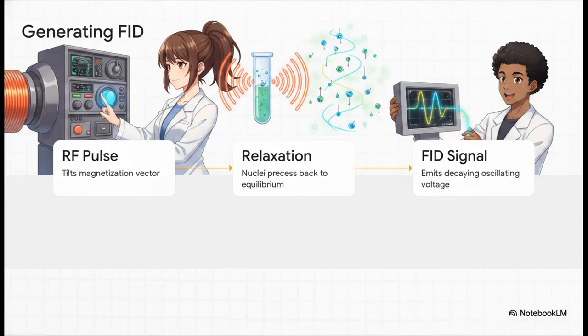Let's break down how this actually happens in real time. First up, step 1. We blast that aligned sample with a short, incredibly powerful radio frequency pulse. This burst of energy literally tilts the magnetization vector of the spins totally out of equilibrium. Then, step 2. The moment that pulse ends, those excited nuclei start to precess and relax, basically falling back to their comfortable, lower energy state. And finally, step 3. As they relax, they let out this decaying, oscillating voltage. That right there is our signal. We call it the free induction decay, or FID for short.